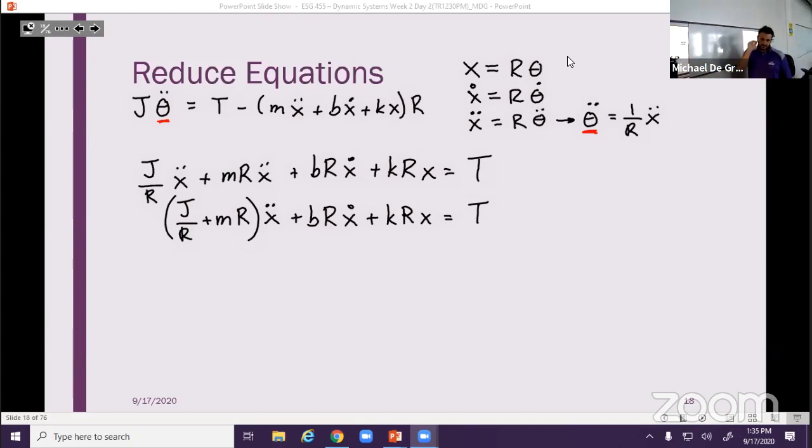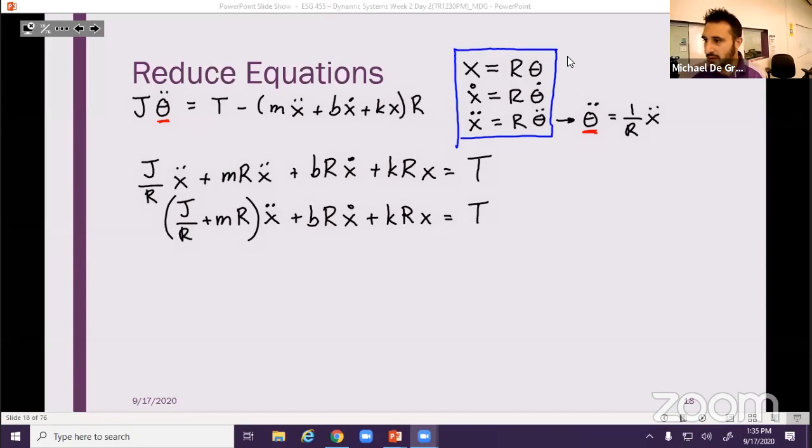And I'm going to say to you, what if the problem said to you directly in the problem statement, assume that theta is the output? So I need everything in terms of thetas now, right? How would I do that? We've got this up here.